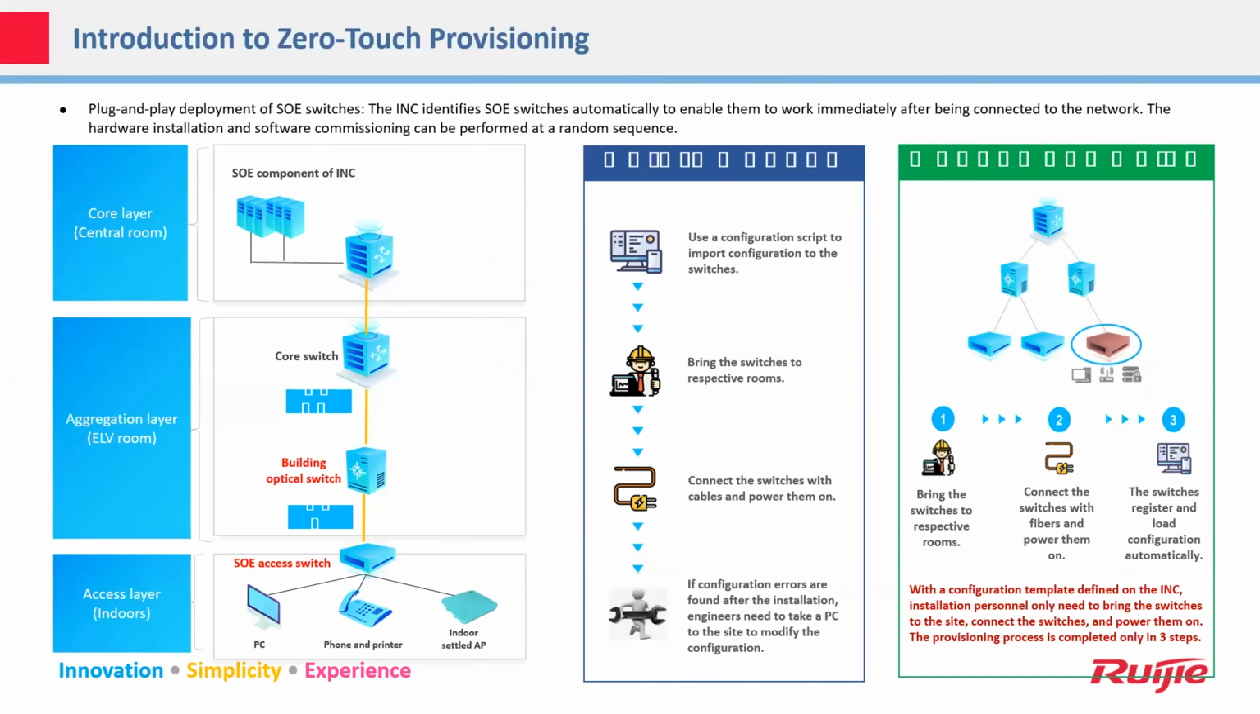From this name, I think you are very interested. Zero-touch provisioning means that if we use it, we don't even need to configure the devices anymore, right? It can reduce our workload. Let's see if it's like what you think. Plug-and-play deployment of SOE switches. The INC identifies SOE switches automatically to enable them to work immediately after being connected to the network. The hardware installation and software commissioning can be performed in a random sequence.